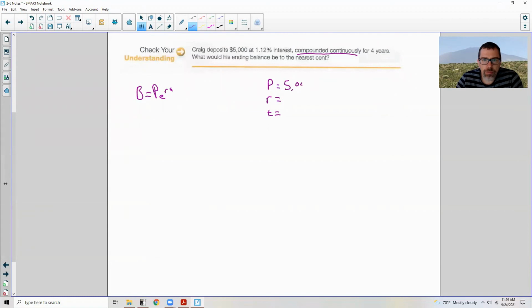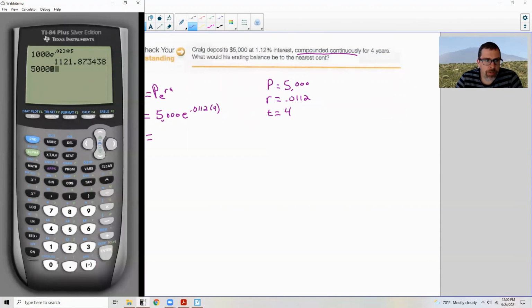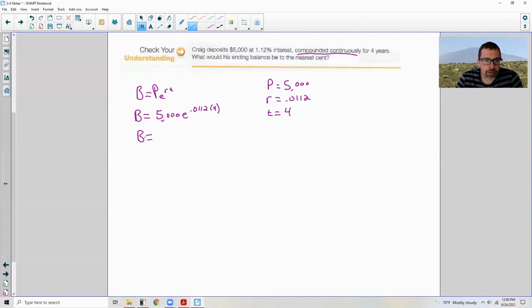Principal is 5,000. Interest is 0.0112, our interest rate. Compounded continuously is our base e, and our time is 4. So B equals 5,000 e to the 0.0112 times 4. When we put that in the calculator, 5,000, not 50,000, 5,000 e to the power of 0.0112 times 4, 1.12%. And we get 5229.09. Okay, and that is continuous compounding.